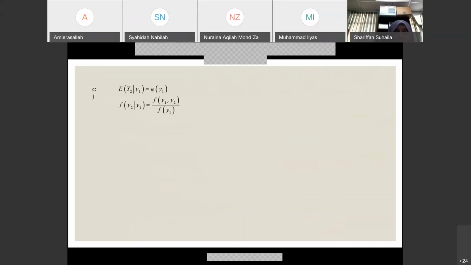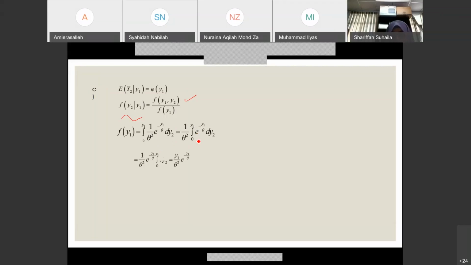So expected value of y2 given y1 is equals to phi y1. Okay, apa dia punya conditional probability. So fy2 given y1, joint fy1 fy2 tadi divide by marginal fy1 pula. So tadi kita dapatkan marginal fy2. So now you need to find what is your marginal fy1. Okay, sebab tu panjang ni soalan dia ni. Okay, fy1 that means kamu integrate with respect to y2. So masukkan balik dia punya bivariate PDF tadi. Integrate with respect to y2. Range kamu from 0 up to y1. So selesaikan.